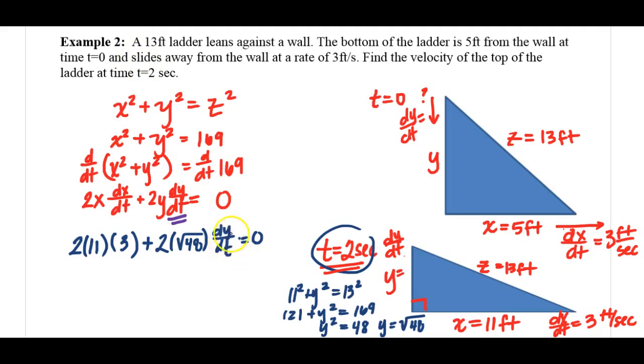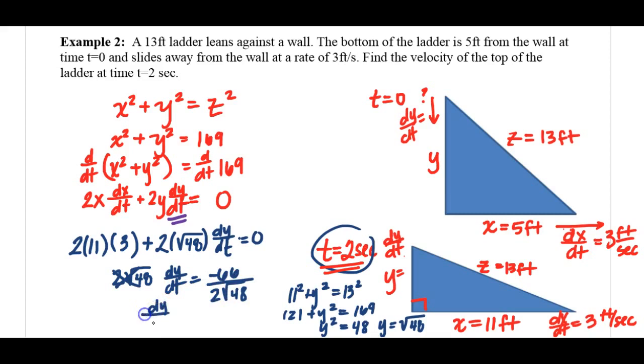So dy/dt. I'm solving for dy/dt, so I'm going to need to subtract this quantity, 2 times 11 times 3. That's 6 times 11, that's 66. So I'm going to have 2 times the square root of 48 dy/dt is going to have to equal negative 66. And then I'll have to divide by 2 times the square root of 48 if I want to get rid of that quantity to isolate dy/dt. So dy/dt, without simplifying anything, is negative 66 over 2 times the square root of 48.